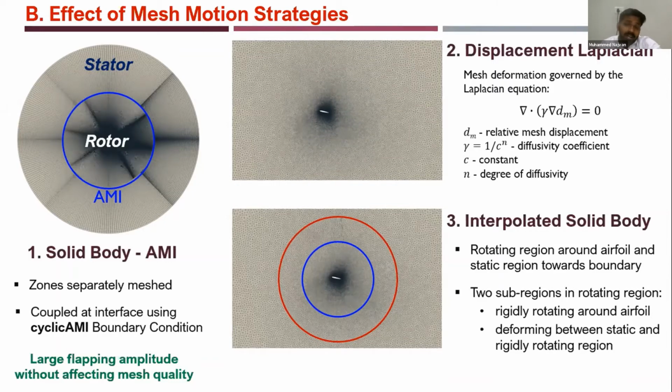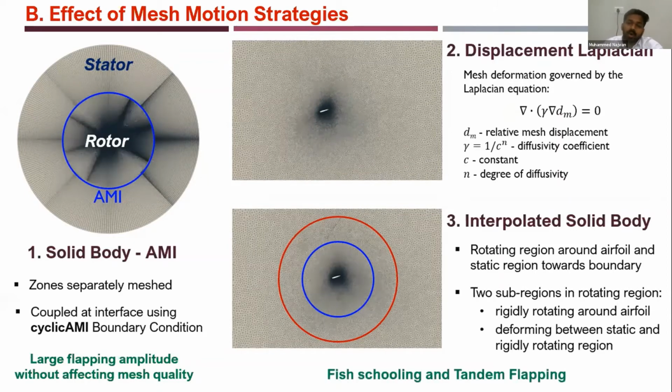The advantage of the other two mesh motion strategies over the solid body is that, since we can control the extent of the mesh deformation, these strategies have more flexibility in choosing different types of problems, like fish schooling or a tandem flapping, where we employ more than one foil. In order to see how these strategies affect the quality of the results, we have compared them with some of the existing experiments.